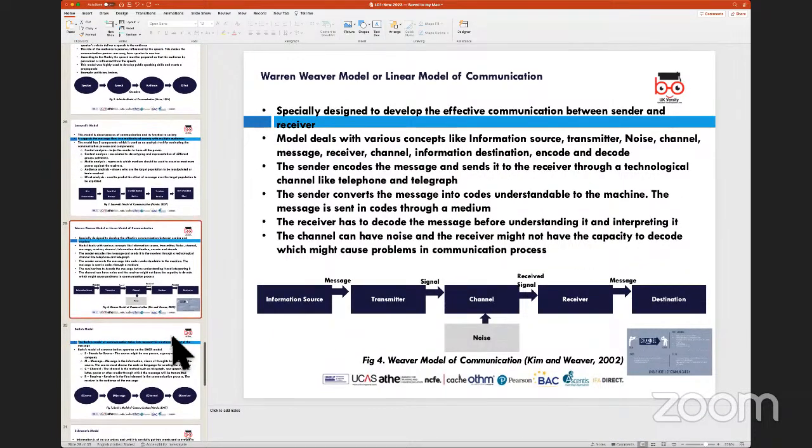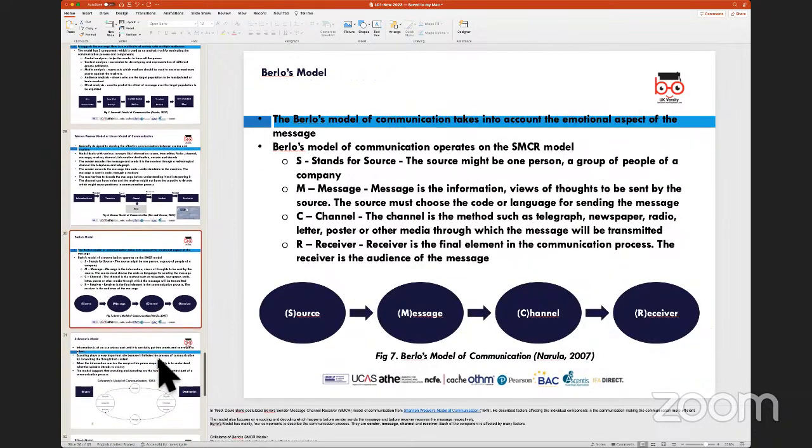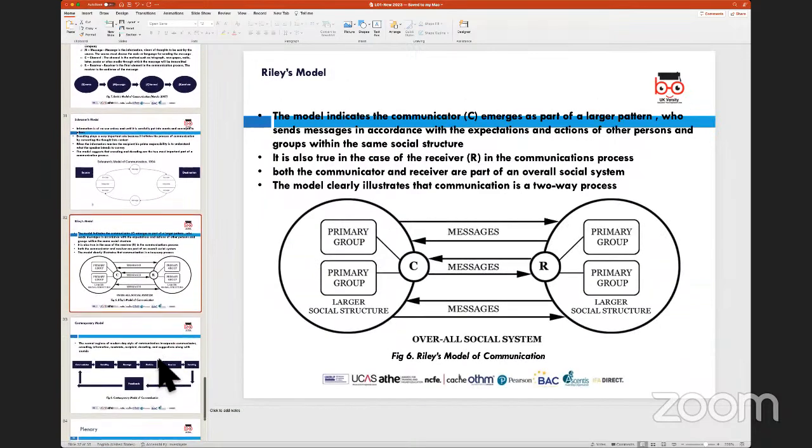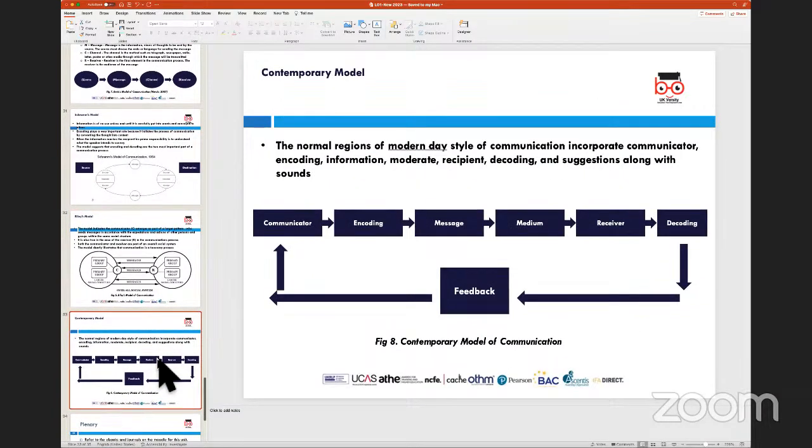Similarly, we have the Warren Weaver model. You also have Berlo's model. You have Schramm's model, and then you have Riley's model, and then you have the contemporary model. Now, the contemporary model is the model of communication which is what we generally see in our day-to-day working within organizations, whether it's a hospital, a surgery, a nurse, a pharmacy, or any sort of a setting.